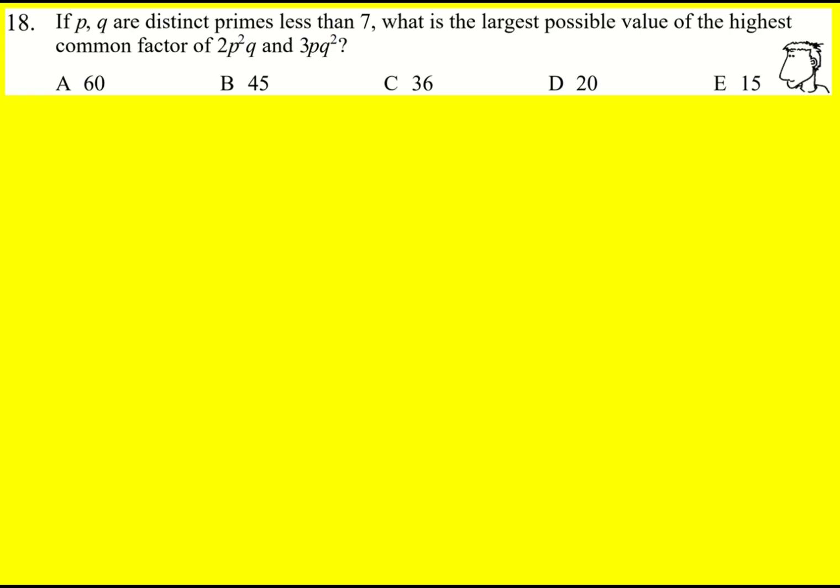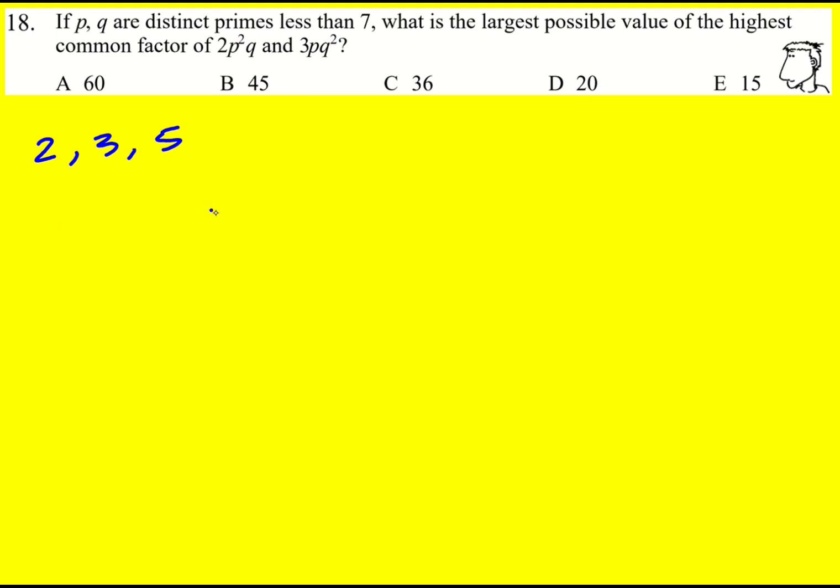P and Q are distinct primes less than 7, so that means they could be 2, 3, or 5. What's the largest possible value of the highest common factor of 2p squared q and 3pq squared?